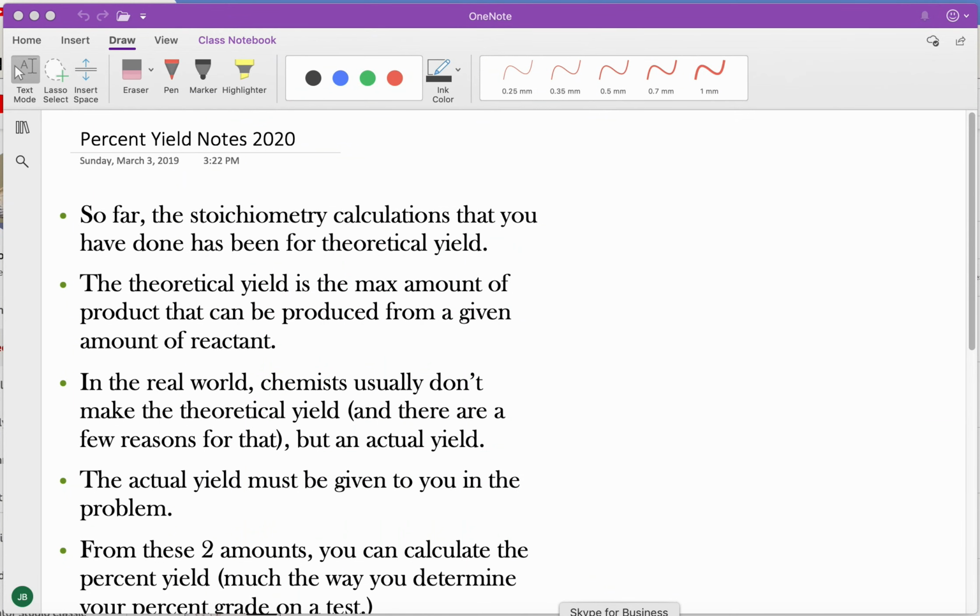Alright, so for our second video for today's lesson, we are going to look at percent yield. And so far, what I want to point out to y'all is that in all of your stoichiometry calculations, every time that you have calculated an amount of a product, whether it was moles of the product or grams of the product, what you were doing was solving for the theoretical yield of that particular product. So the theoretical yield is the maximum amount of that particular product that can be produced from that particular reaction and from that amount of reactants.